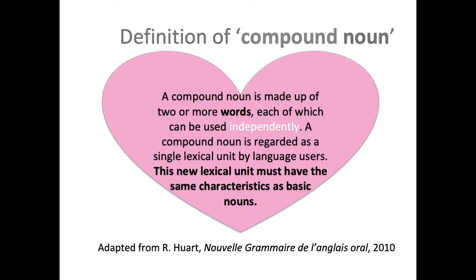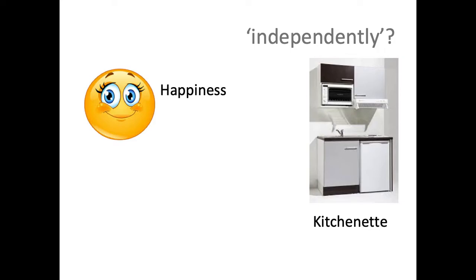Now, let's look at the word independently in more detail. What do we mean by independently? Well, let's look at these two examples. Would you say that happiness and kitchenette are compounds? Well, they're made up of happy plus ness and kitchen plus et. Happy and kitchen can be used independently, but ness and et cannot. They're morphemes, like happy and kitchen, but contrary to happy and kitchen, et and ness are called bound morphemes, which means that they cannot be used on their own.